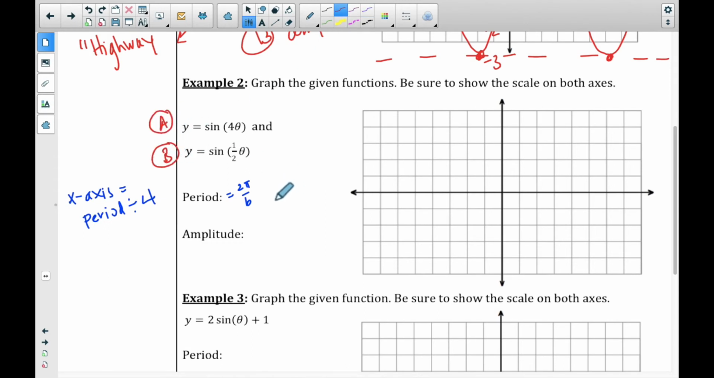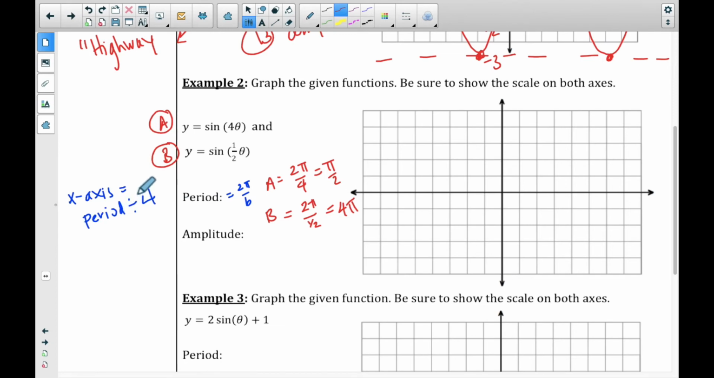For graph A, my period is going to be 2 pi divided by 4. That is pi over 2. And for graph B, my period is going to be 2 pi divided by 1/2, and 2 pi divided by 1/2 is 4 pi. Okay, so now we know what the period is.